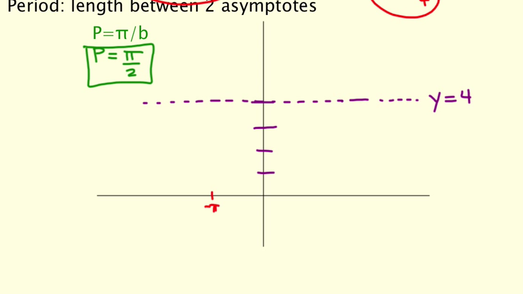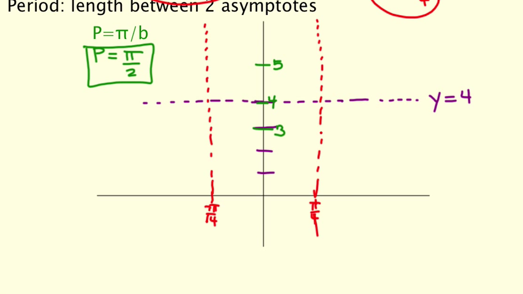So here's negative pi over 4. Here's pi over 4. I'm going to create those vertical asymptotes. And then I'm going to go 1 up, which is at 5, and 1 down, which is at 3, and then 0 is at 4. Now halfway between is 0, and then halfway again, between 0 and pi over 4 would be pi over 8, and negative pi over 8.